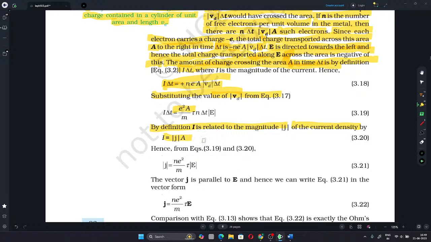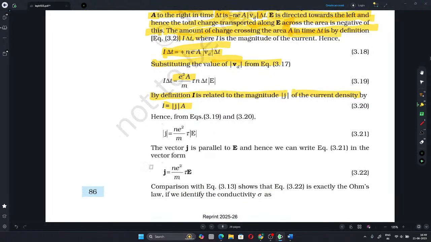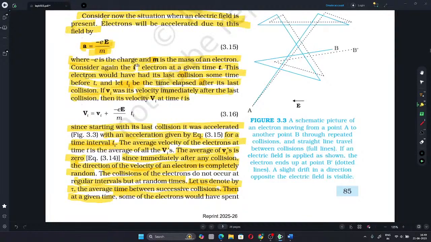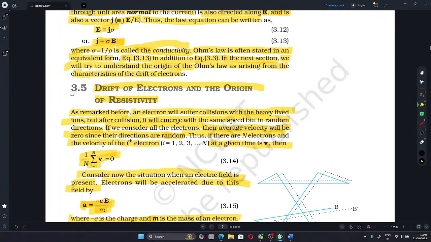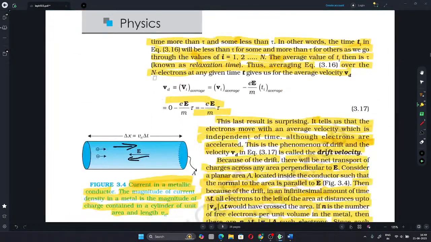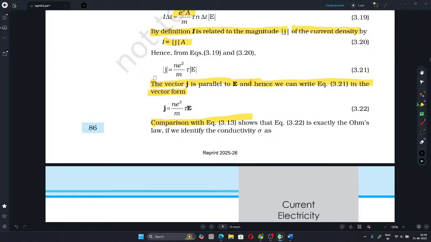Hence, from equations 3.19 and 3.20, we get current density equals n e squared tau by m times the magnitude of the electric field, with the vector J parallel to E, and hence we can write equation 3.21 in vector form: J equals n e squared tau by m times E. Comparison with equation 3.13, which is current density equals sigma E, shows that equation 3.22 is exactly Ohm's law.